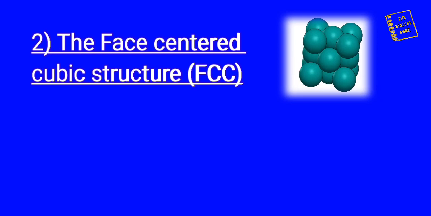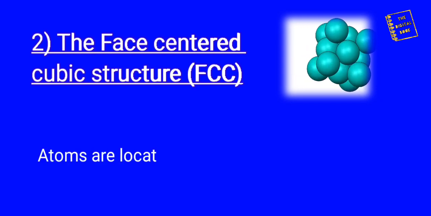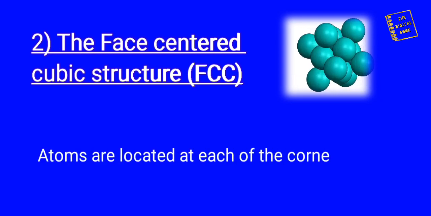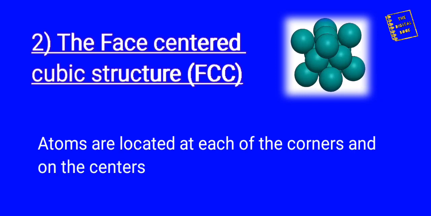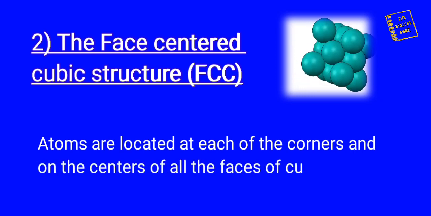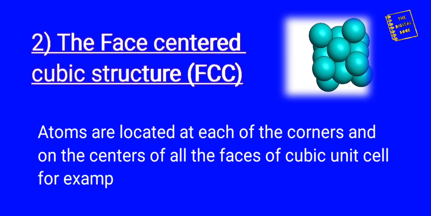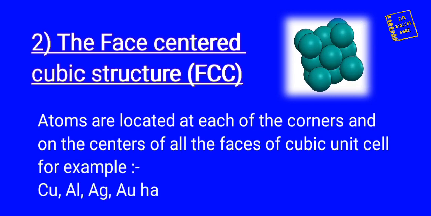The next is the face-centered cubic crystal structure. Atoms are located at each of the corners and on the centers of all the faces of the cubic unit cell. For example, copper, aluminium, and argon have this type of crystal structure.